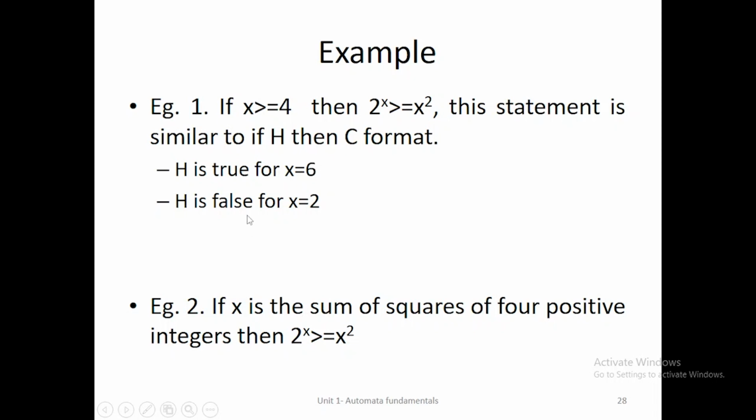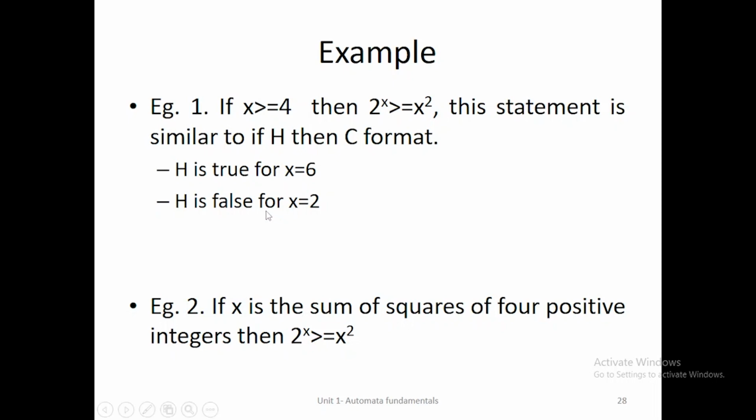So let us discuss how to prove it. First we take H as true. If H is true, x may be 4, 5 or 6. If you take x equal to 6 and substitute it in the conclusion, 2 power 6 is 64, which is greater than or equal to 6 squared, that is 36. So always 64 is greater than or equal to 36. So if the hypothesis is true, then the conclusion is true. This is one way of proving a deductive proof.